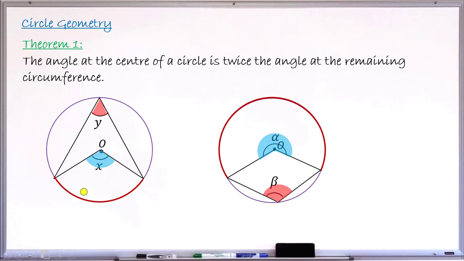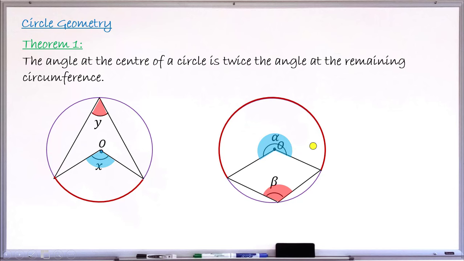So if that same arc, after subtending an angle at the center, also subtends another angle at the remaining circumference, you can see the angle here colored red, and it is now lettered Y in the very first drawing. So according to this theorem, this X will now be equal to 2 multiplied by Y.